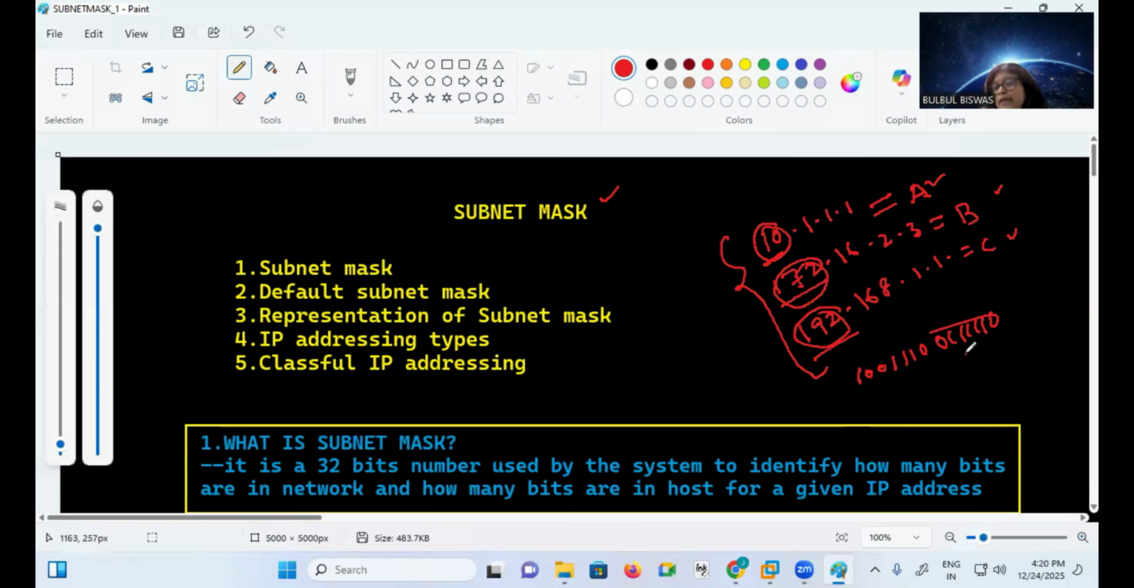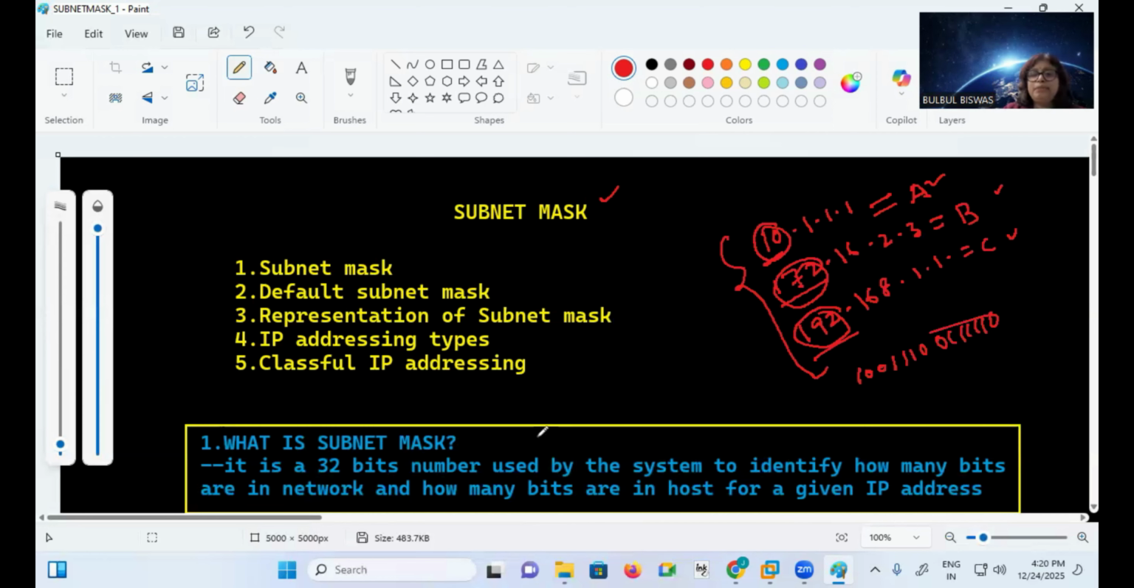So now think, we are understanding class A. If it is class A, how many bits are network and how many bits are host, that we know. But how will the system understand this? Because the system does not know anything except 0 and 1, that is binary. For us, the decimal value is a good indicator to understand whether it is class A, class B or class C. But how will the system understand whether it is class A, class B or class C?